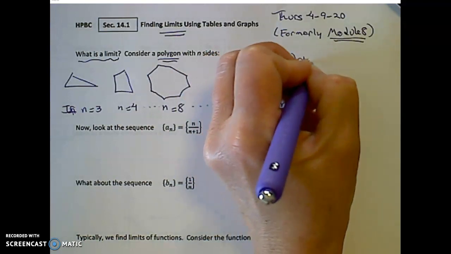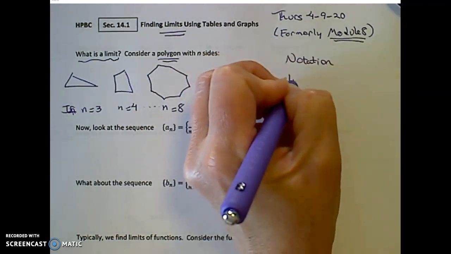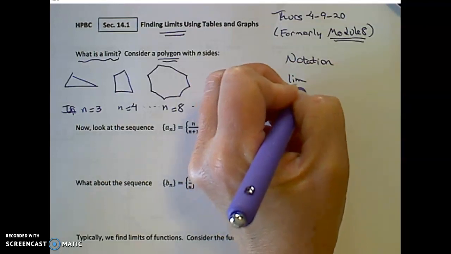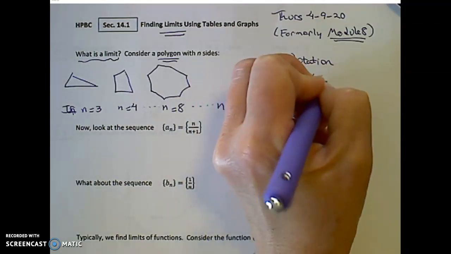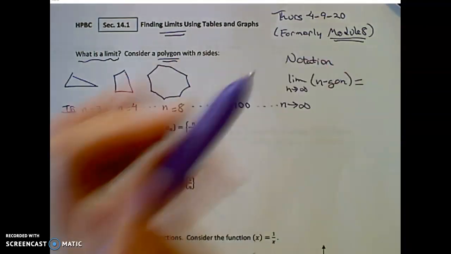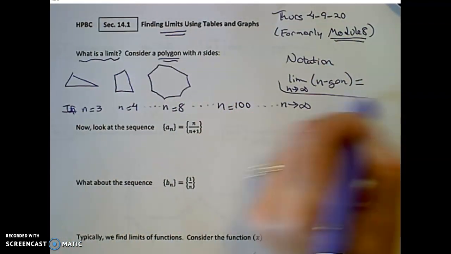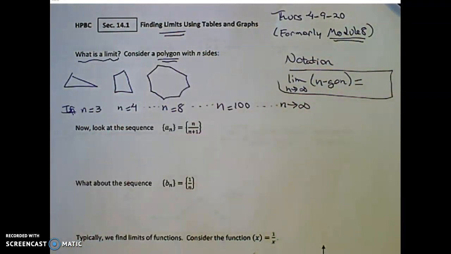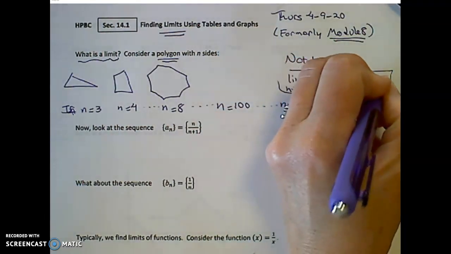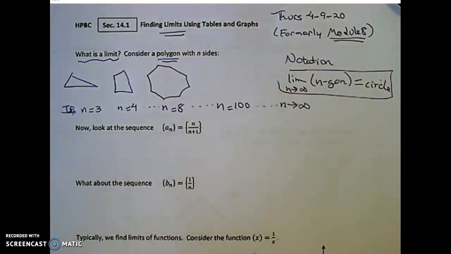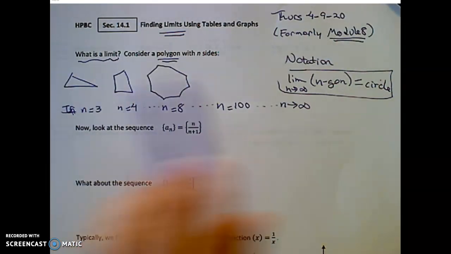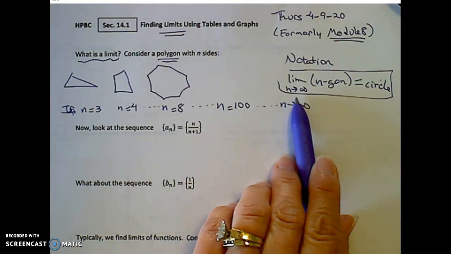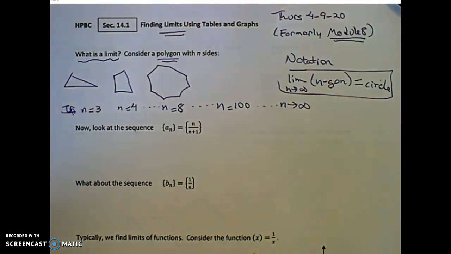The notation we use for this thinking is a limit. What is the limit as n approaches infinity of a polygon? Obviously, as n approaches infinity, that polygon looks more and more and more like a circle. Is it actually a circle? No, but for all intents and purposes, as the number of sides increases, my polygon looks more and more like a circle.